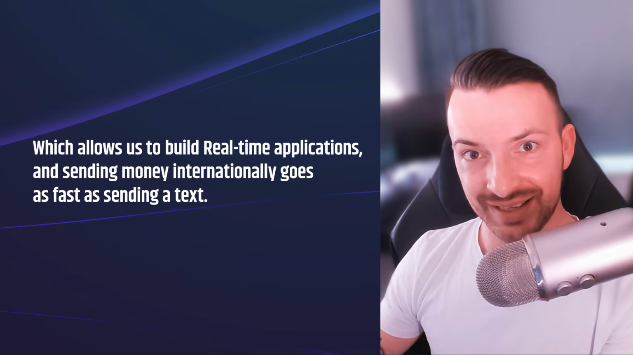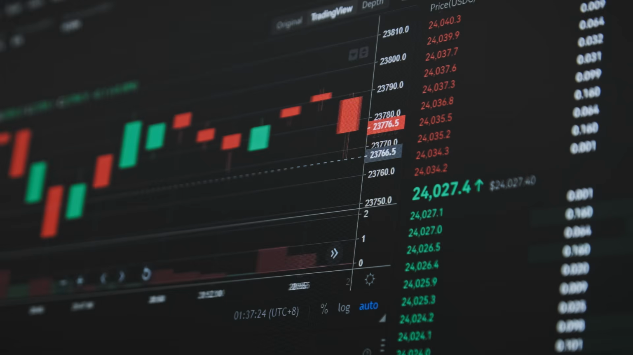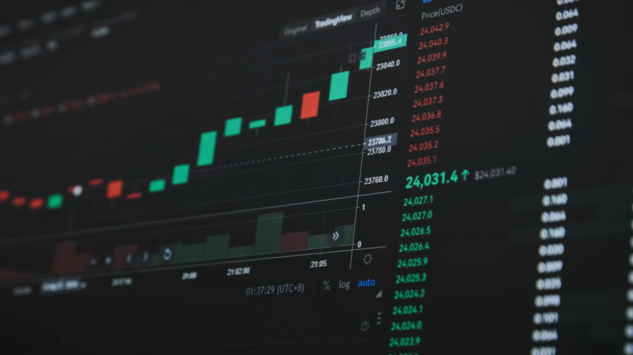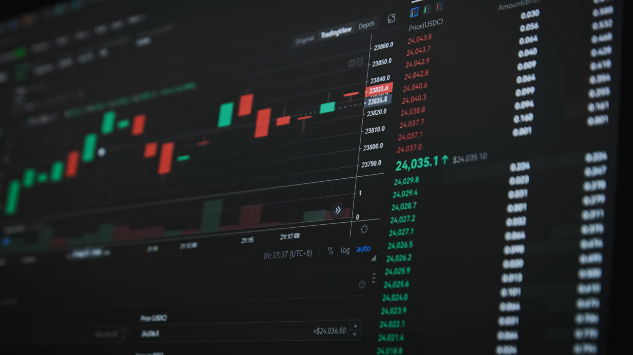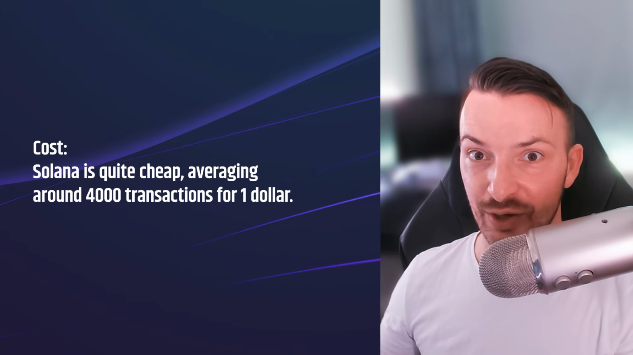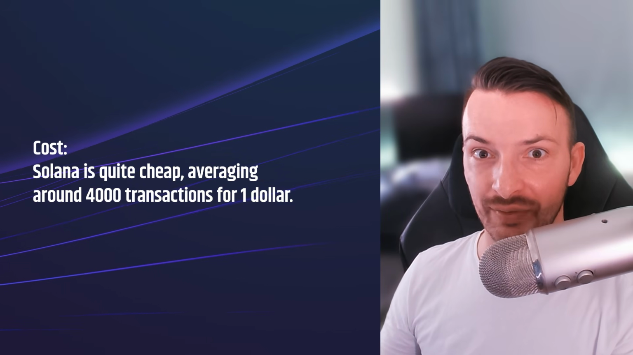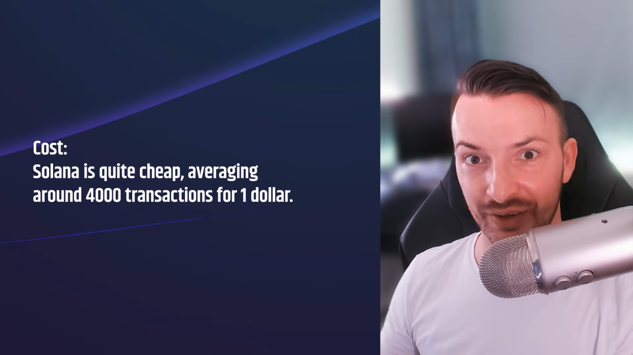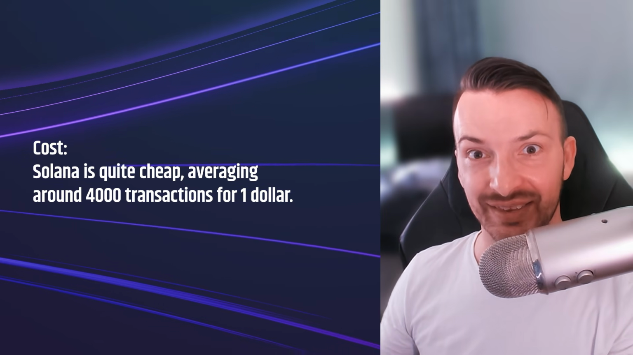And not only that, sending money internationally goes as fast as sending a text. So the speed allows us to trade on the Solana blockchain without having to wait for long confirmation times. Besides that, Solana is also quite cheap, averaging around 4,000 transactions for $1, which means that you pay typically around $0.0025 per transaction, which makes it ideal for high frequency trading and tipping creators.